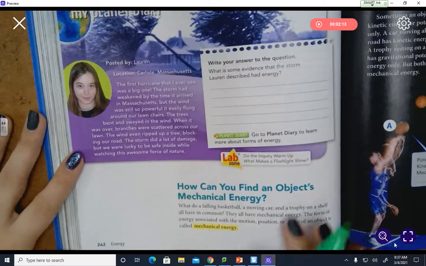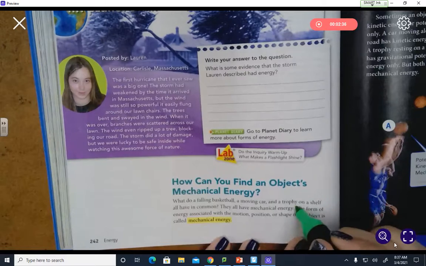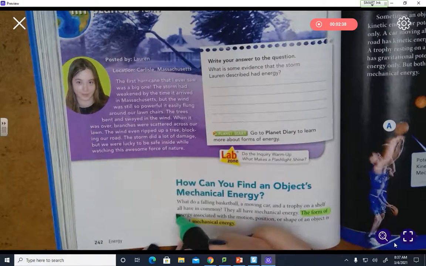How can you find an object's mechanical energy? What do a falling basketball, a moving car, and a trophy on a shelf all have in common? They all have mechanical energy. The form of energy associated with motion, position, or shape of an object is called mechanical energy. I want you to highlight that.